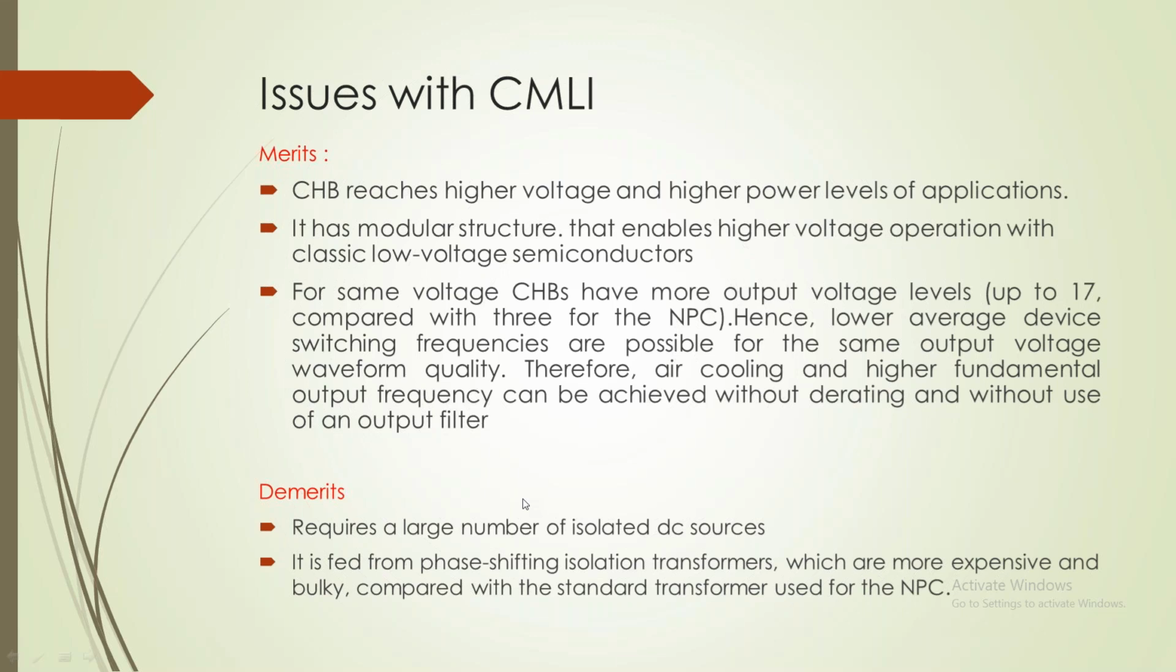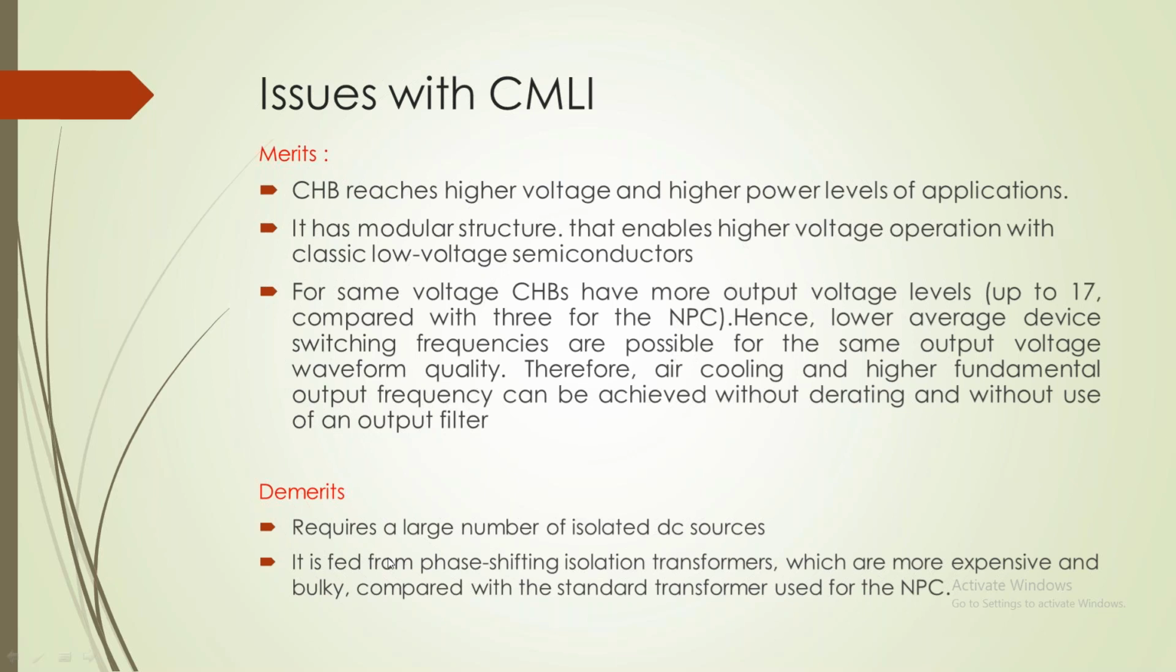If you see, it requires a larger number of isolated DC sources. Now, how do we produce isolated DC sources? What do you mean by isolated DC sources? They should not have a common ground. So how do we produce isolated DC sources? This is a very important problem in cascaded multilevel inverter. Right? It's not that easy to tackle this problem. So if you want to go for isolated DC sources, I need to employ a transformer. And the transformer may sound very simple.